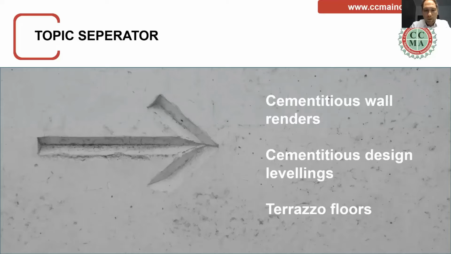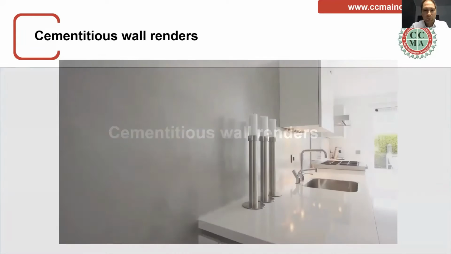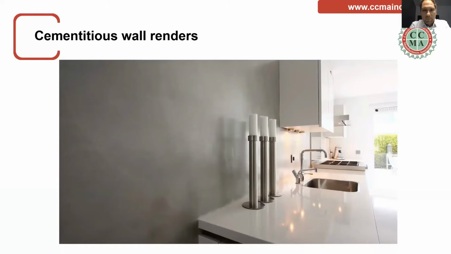We separated our presentation into three topics. We are talking about cementitious wall renders, the cementitious design levelings, and, as I think everyone knows, the terrazzo floors. What can you do, or what are we doing with cementitious wall renders? Here you can see that we switched from tiles to wall renders by using it in residential areas. Here's shown a kitchen where the tiles are taken away, and we've done a new homogeneous and reduced concrete look by using a wall render.